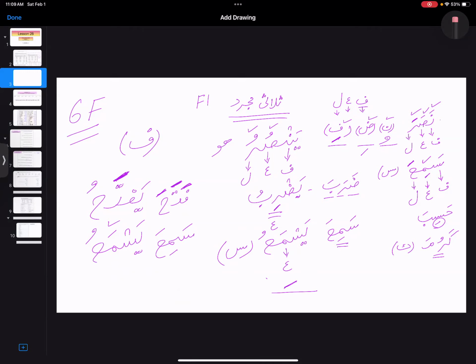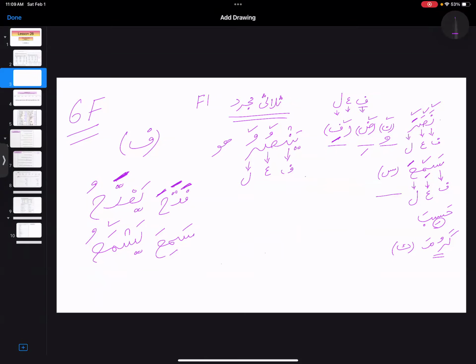Right? So Fataha, Yafta, so that is 3. Samia is the 4th one. Samia is taking a Fatha in the Mudare. And then Hasiba, Yahsibu. Hasiba now has 2 versions. Hasiba could be Yahsibu or Yahsabu.